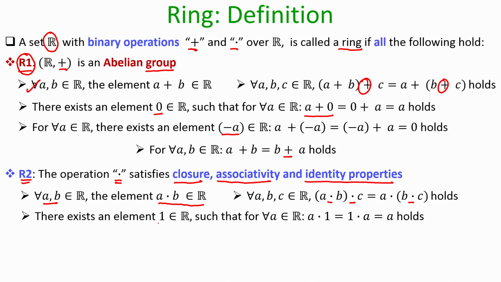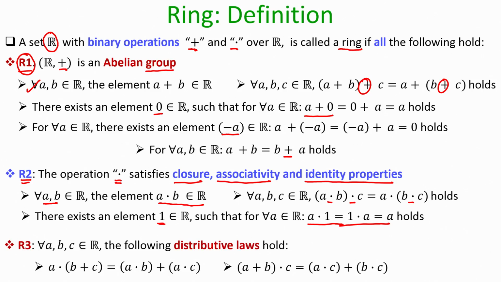Okay. So, I denote the identity element, if at all it exists, by this element 1. I again stress that in abstract algebra this is just a notation, this does not mean numeric 1 or integer 1. So, this element 1 should satisfy the property that if you perform the dot operation with 1 and any element from the set R, you should get back the same element A. Okay. So, this is the second ring axiom.